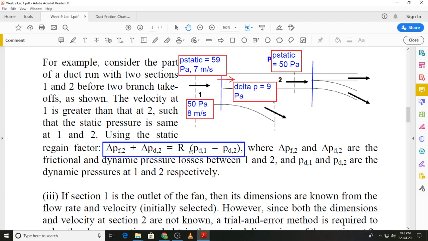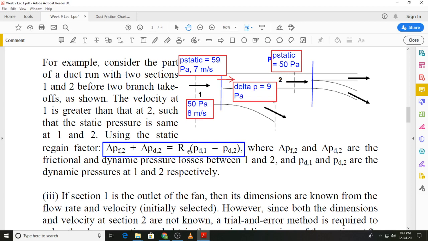For example, if 90% of the dynamic pressure reduction is converted into a static pressure rise, R will have a value of 0.9. That means 10% are the losses, and that static regain factor, when we work with the numerical, we will be given for a particular problem. So that is the critical part of this method, the static regain method.